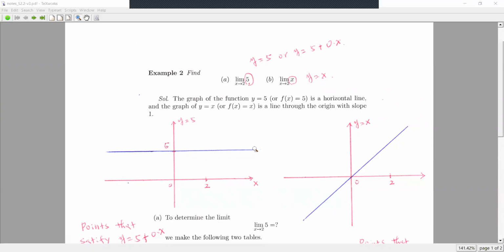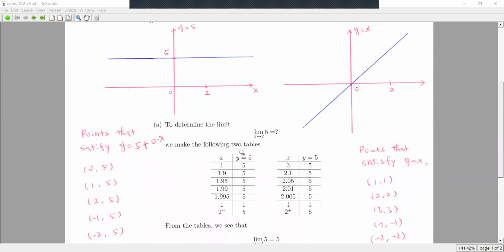The graph of this constant function is this horizontal line. The graph is the set of all the points that satisfy this equation. All the points that satisfy this equation are the points on this horizontal line. For example, these points satisfy the equation. When you plug in 0 in x, plug in 5 in y, the equation is true. When you plug in 1 in x, plug in 5 in y, the equation is true. So all such points together, they form this horizontal line.